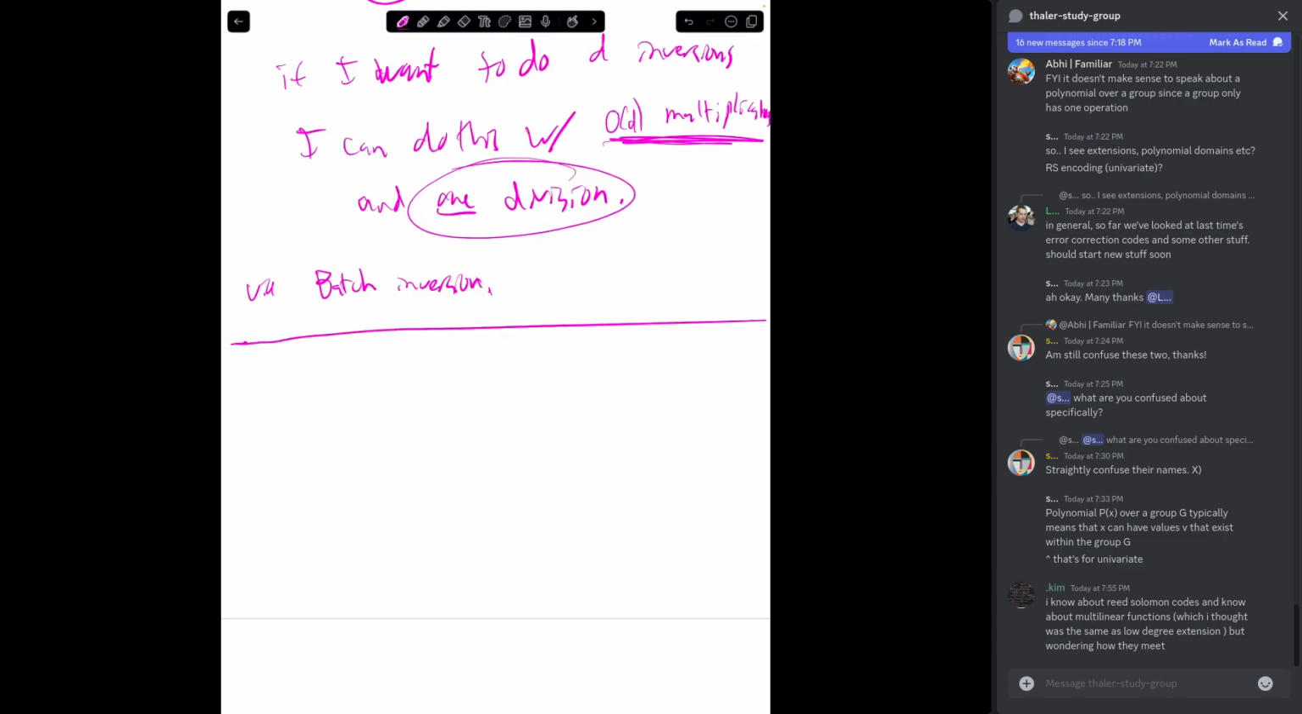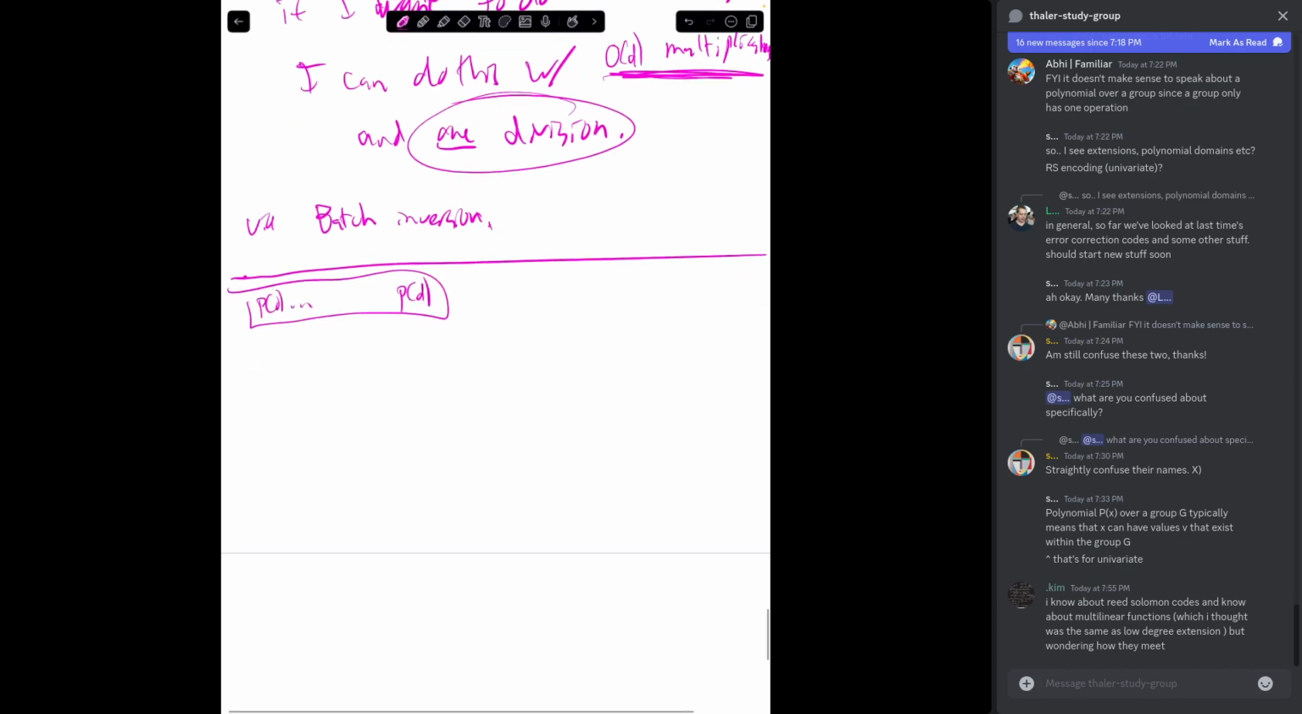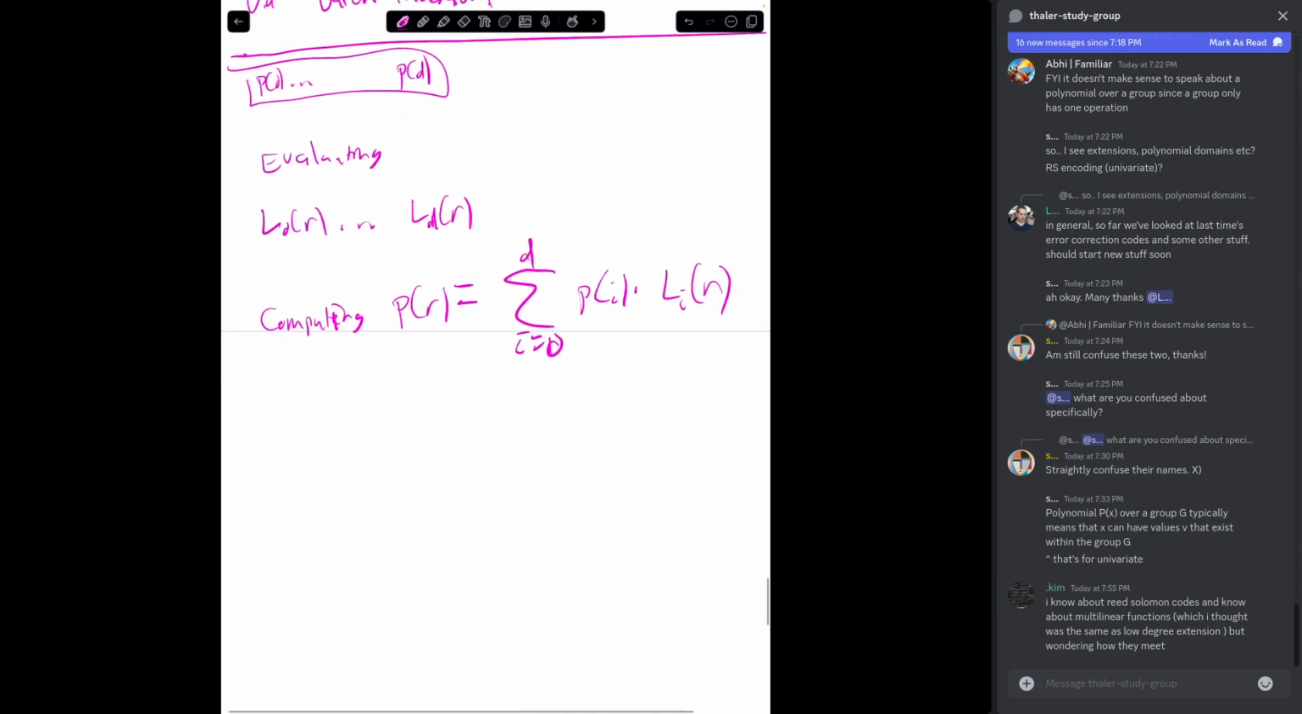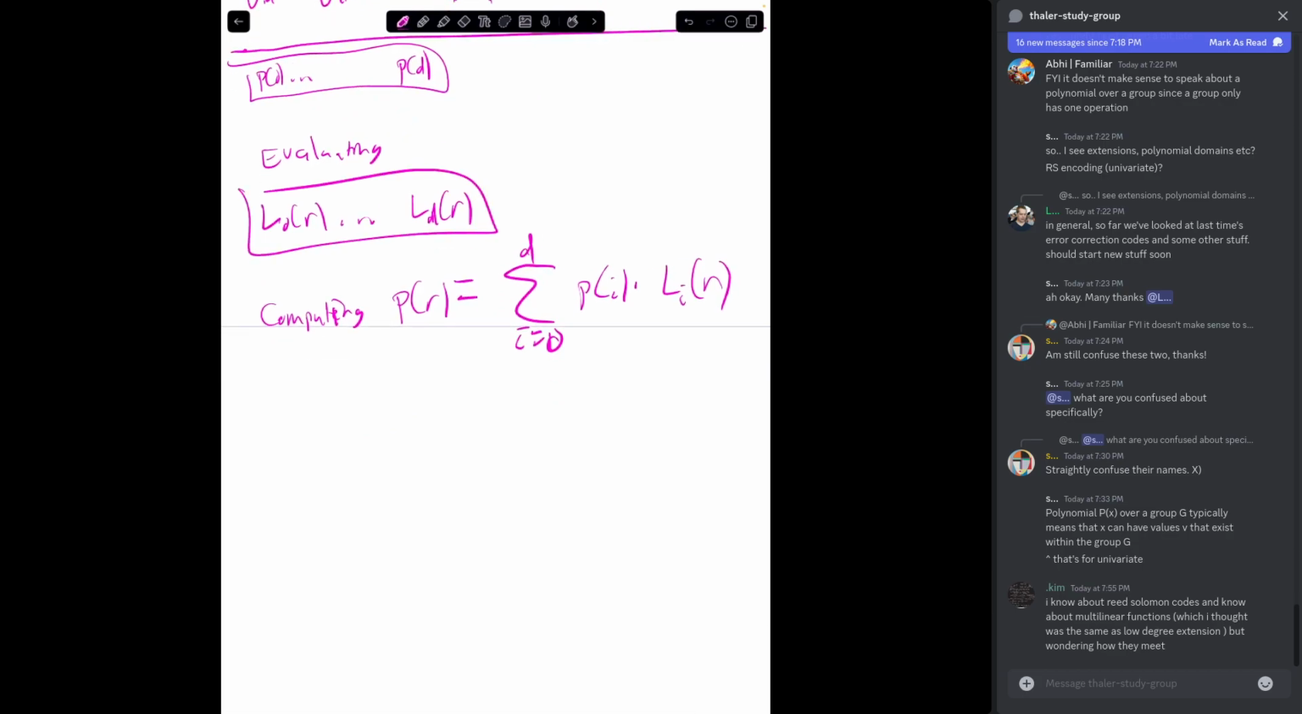So just to summarize, if I give you P0 to PD, the algorithm works by evaluating, in linear time, in order D time, L0 of R up to LD of R, and then computing P of R, because that equals the sum over I from 0 to D of P of I times L sub I of R. And so once I have these Lagrange basis polynomials each evaluated at R, it's only D more multiplications and D more additions or whatever to get P of R. So that's univariate Lagrange interpolation.